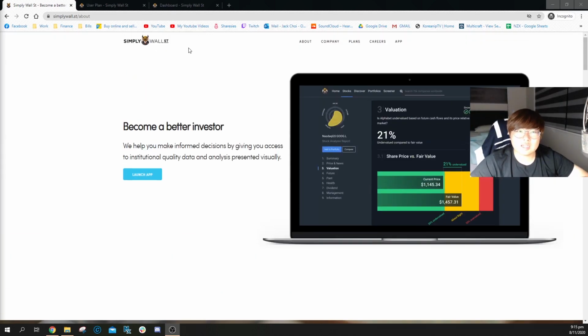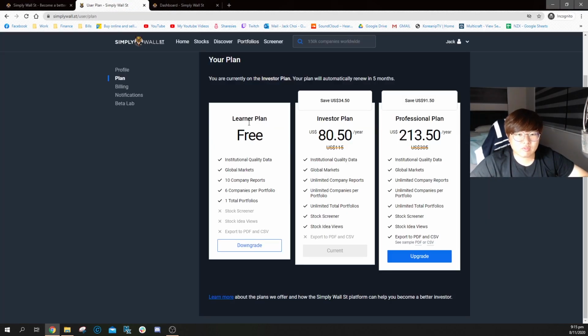It's not really free. You've got the free version, which has institutional quality data. Then you get 10 company reports, and you can have 6 companies per portfolio, and you can have 1 portfolio. I think you can only look at 10 company reports. I'm not sure, I hit the limit at one point when I was using this for free.